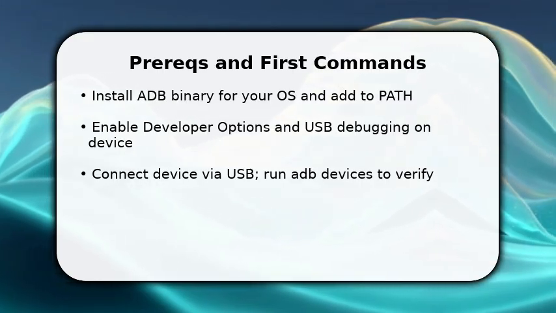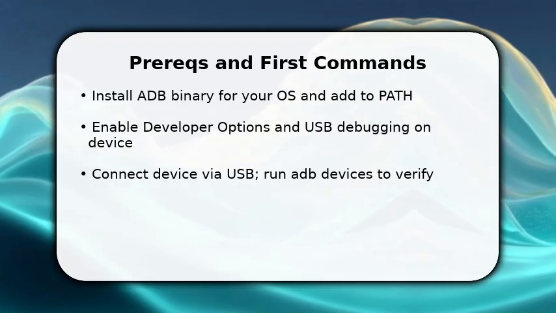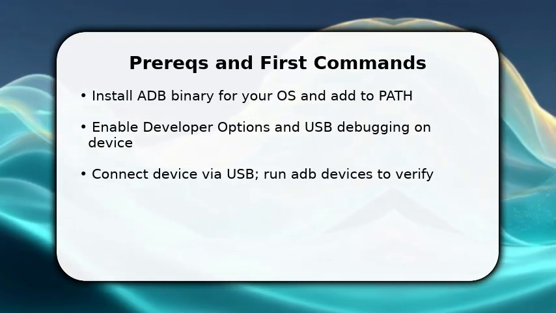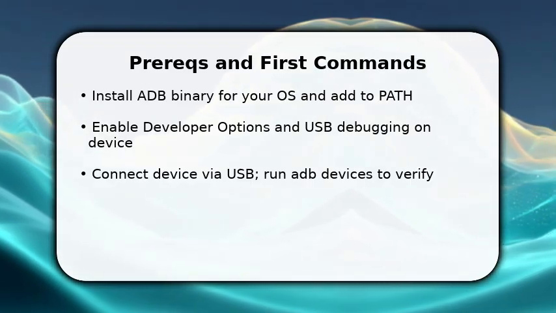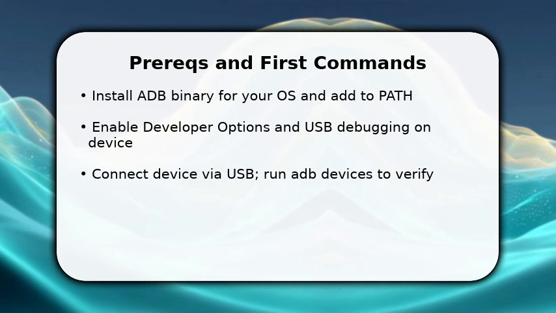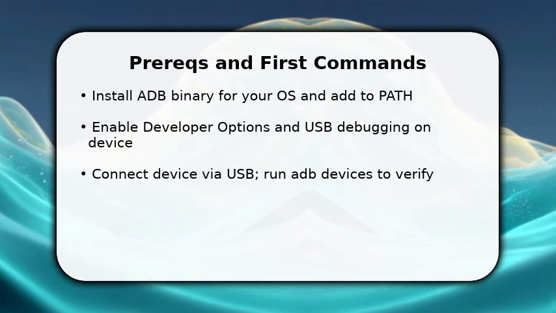Connect the device via USB, then run adb devices to confirm connection. If your device lists as unauthorized, accept the RSA prompt on the phone. Make sure to rerun adb devices until it shows as online.